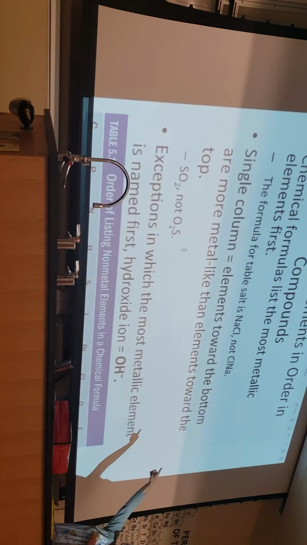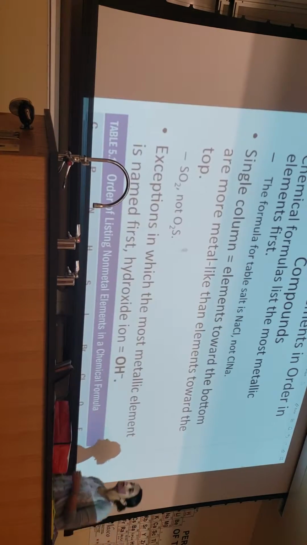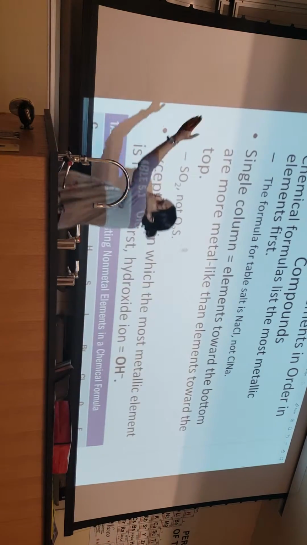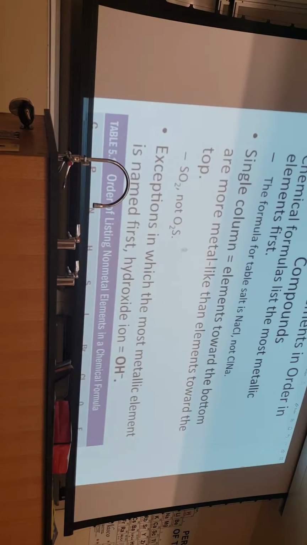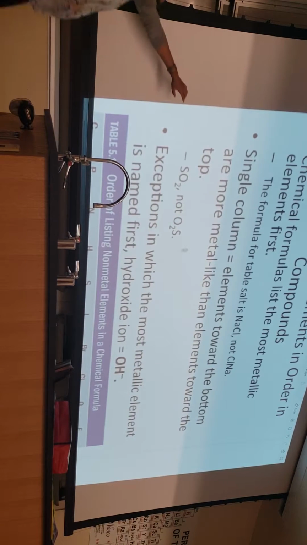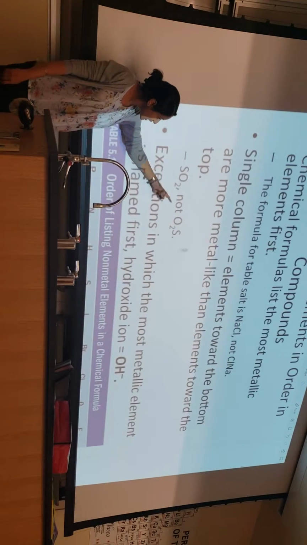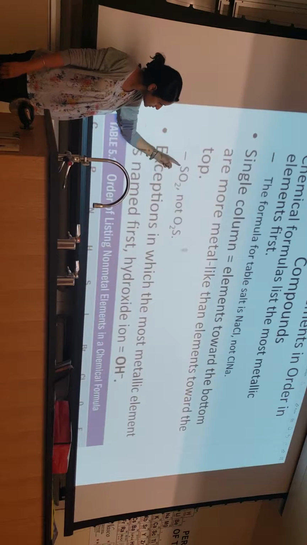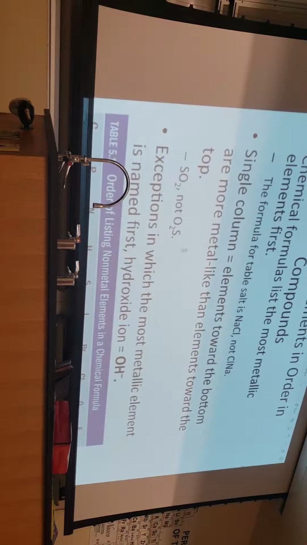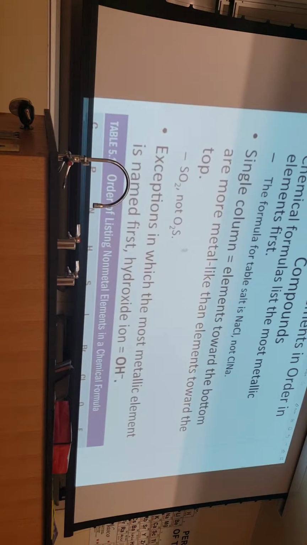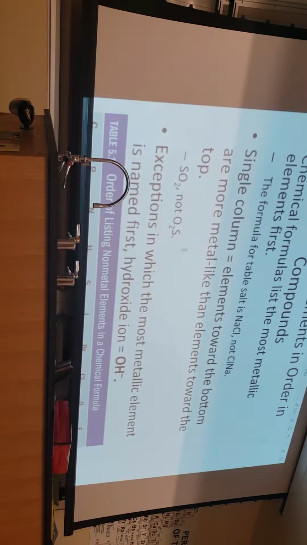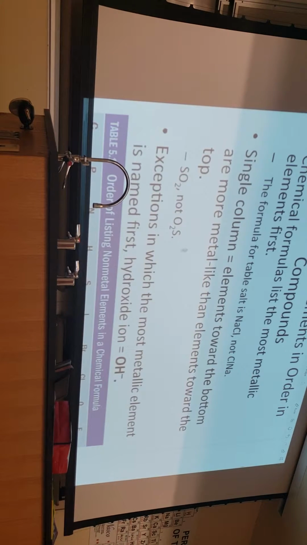If you're looking at a single column, meaning you have non-metals, you're dealing with this side here. When we look at this, the way it works is from the top up. So here you have sulfur dioxide. If you look at sulfur and oxygen, they're in the same column. But when we name it, we work our way up. So sulfur comes first, then you have oxygen. So sulfur dioxide, it's not the other way around. It's not oxygen and then sulfur.